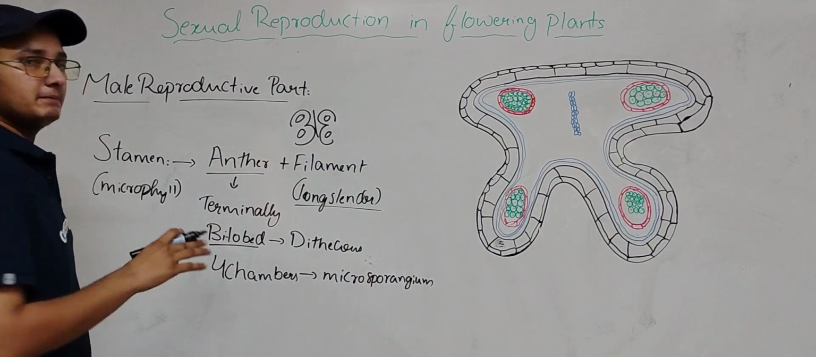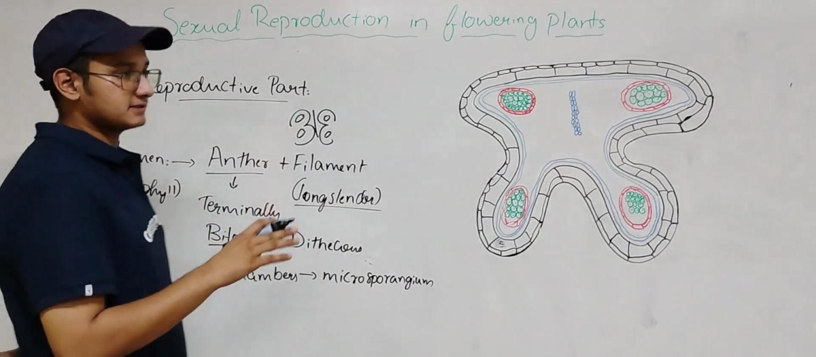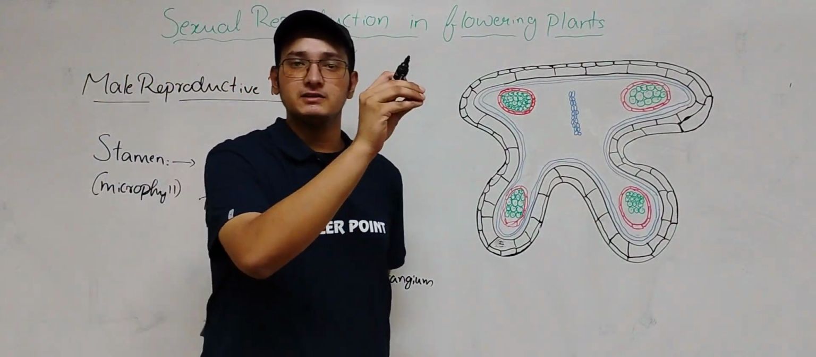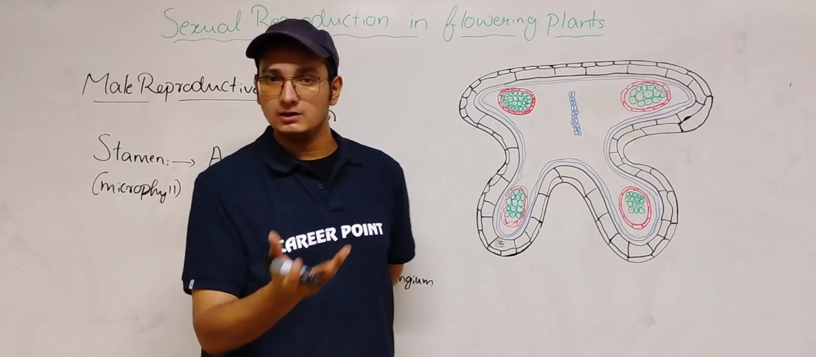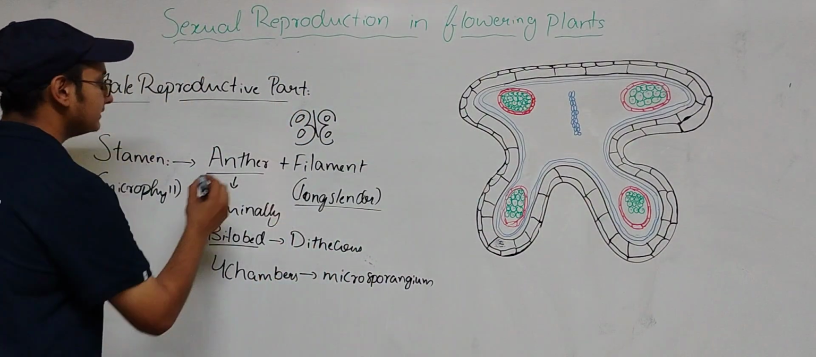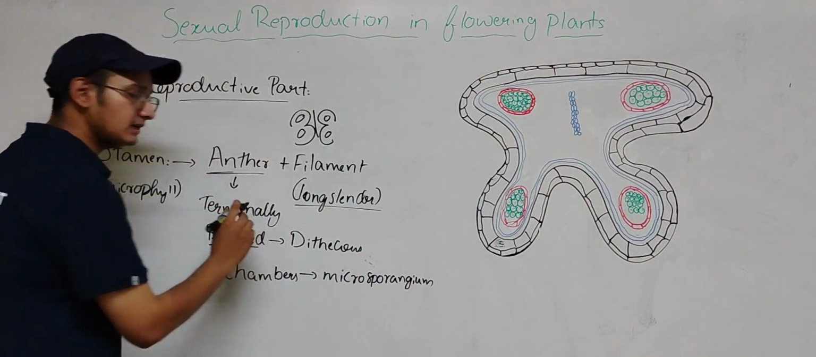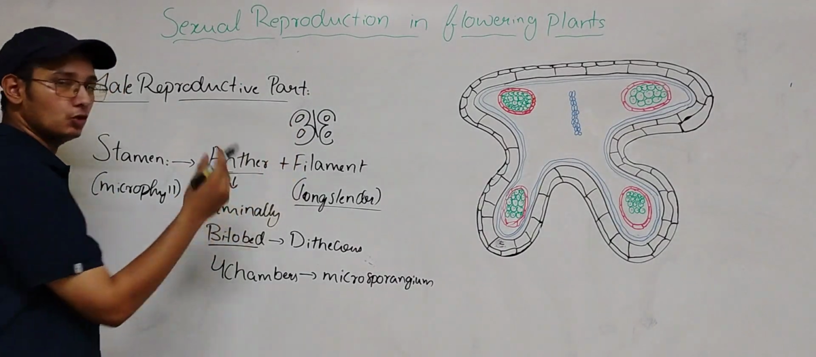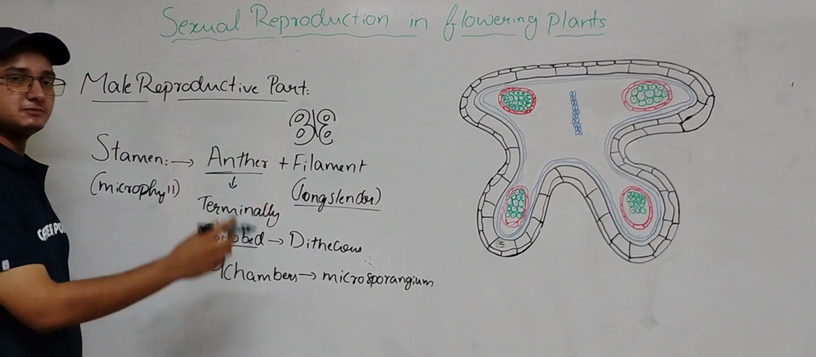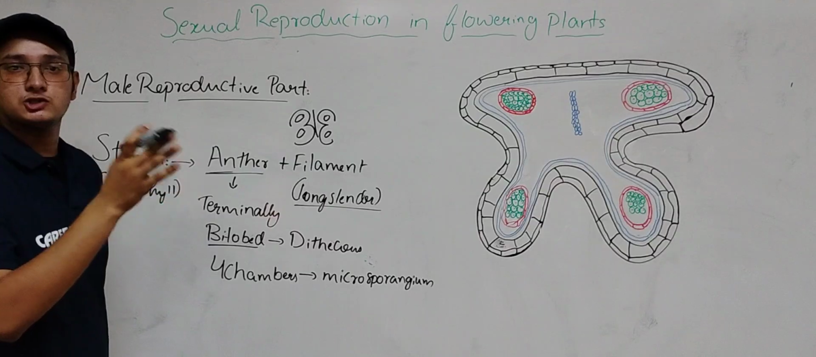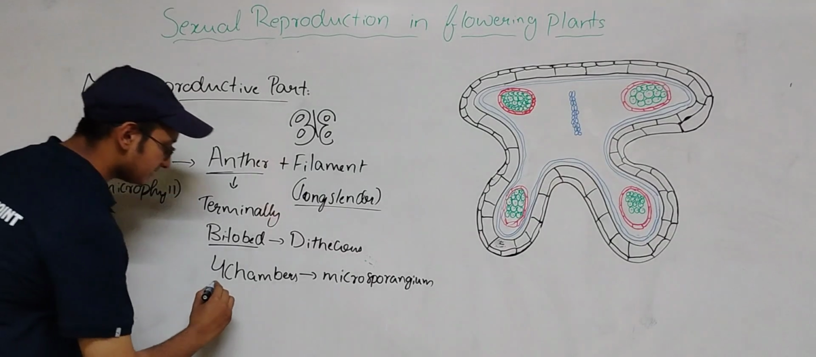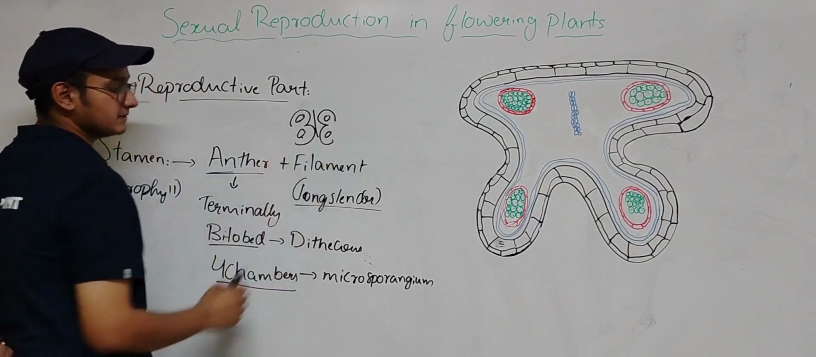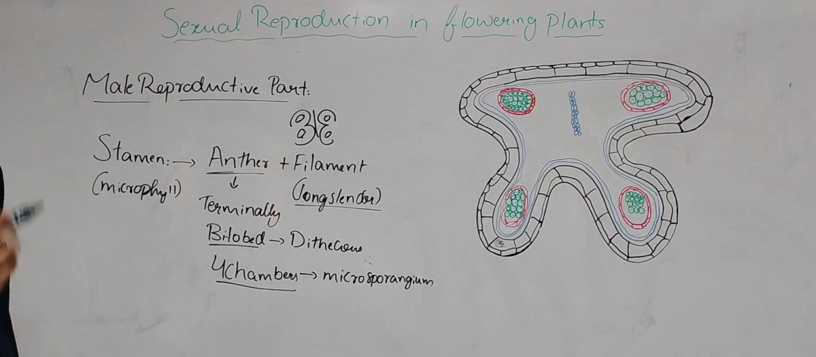So, the stamen, the male reproductive organ, has a filament which connects the anther to the petal or thalamus, and the anther, which is present terminally at the top, is bilobed in structure. It has two lobes in it, and it is dithecous because each lobe has two theca in it, and it has 4 chambers. Total 4 chambers are present with microsporangia.